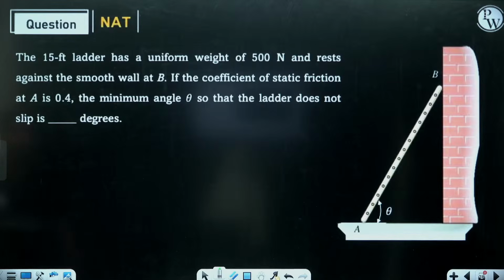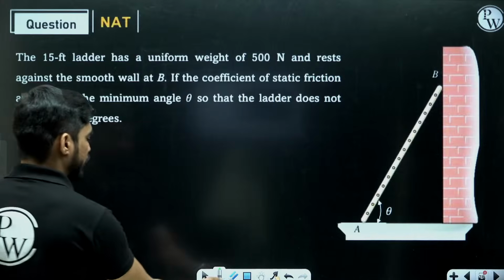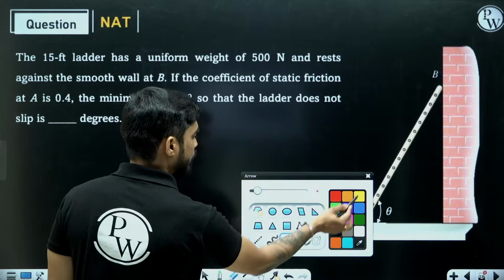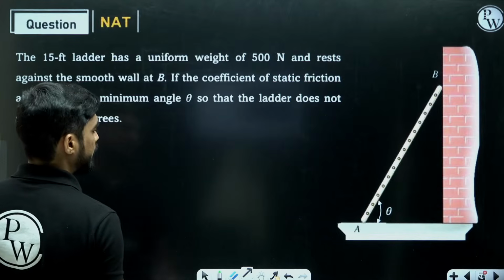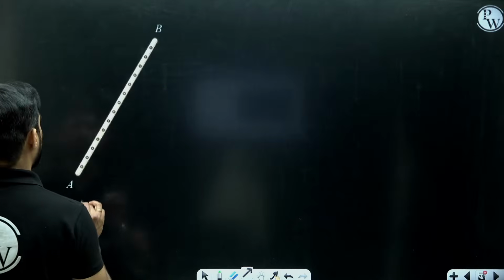Assume that the ladder is just about to slip. So if the ladder is just about to slip, then the friction force at A will be the limiting friction. Okay. So here the weight of the ladder is 500 Newton.